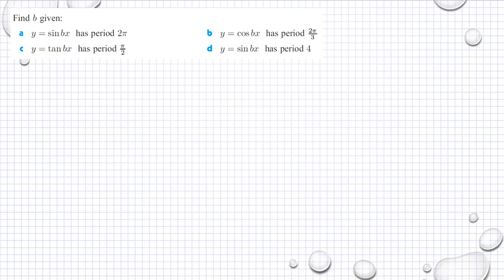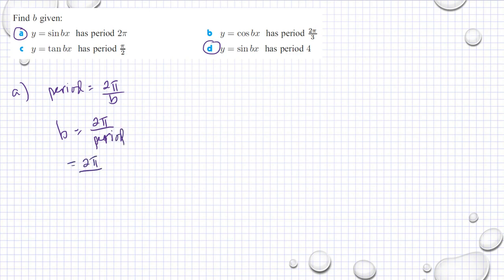More. Only for the sine, we have A and D. Find B, given y is equal to sine bx has period 2 pi. So for A, we know that period is equal to 2 pi divided by B. So B is equal to 2 pi divided by period. So we have 2 pi divided by, our period is 2 pi. So our B is equal to 1.